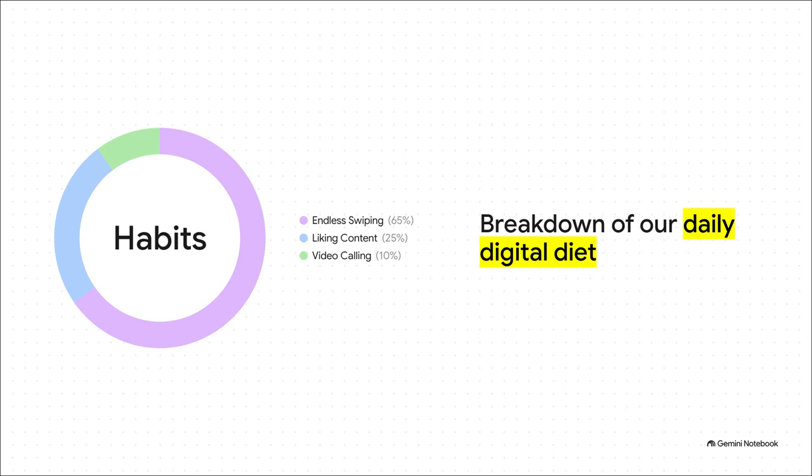Then there's that medium slice, liking content. It sits somewhere in the middle, kind of acting like a fleeting nod of acknowledgement across a crowded room, but it's not a real conversation. And then look at that tiny little narrow slice. That represents our deep, deliberate interactions, like video calling. As you can see, the pulse is literally getting squeezed out.